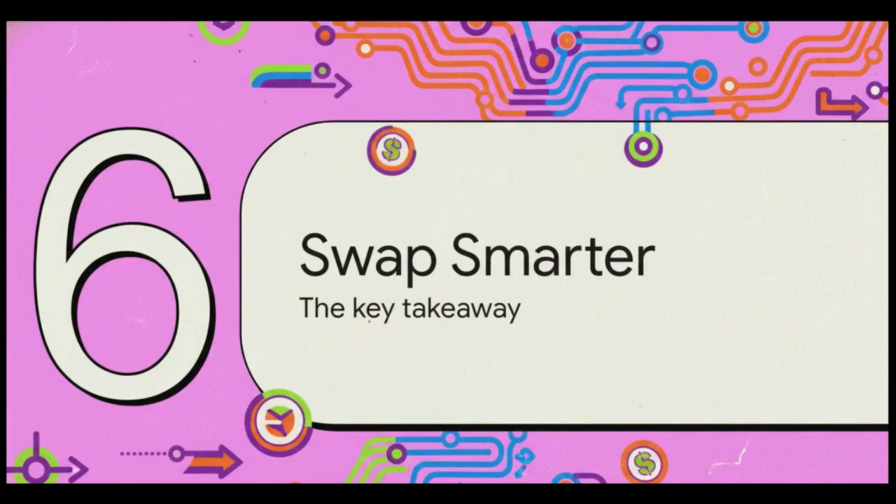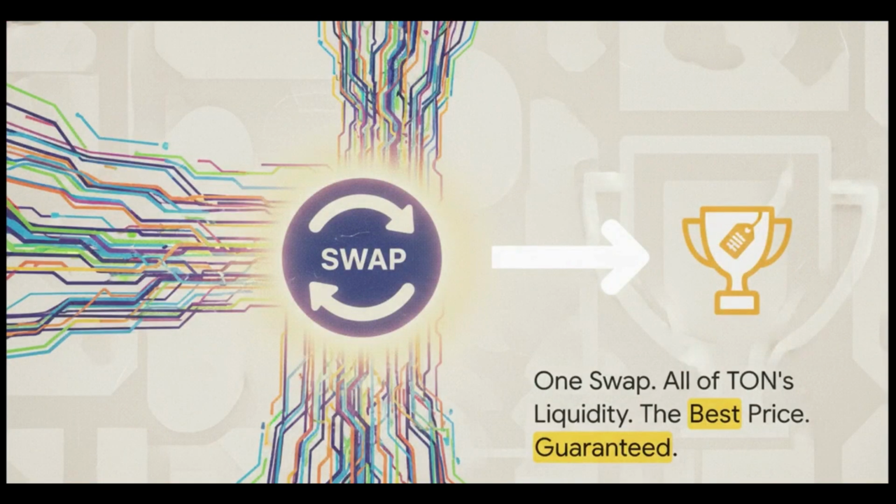So let's just wrap this up. What does all of this really mean for you as someone using the open network? When you use a liquidity aggregator like Omniston, you're not just stuck in one small isolated pool anymore. You are tapping into the power of the entire network with every single trade you make. It ensures you get the best possible deal every single time.